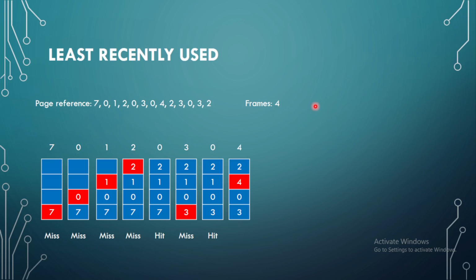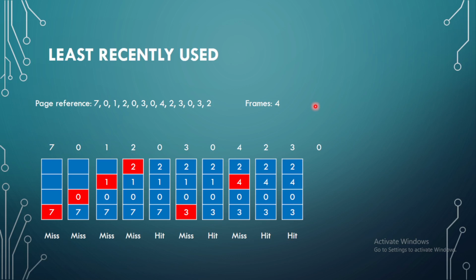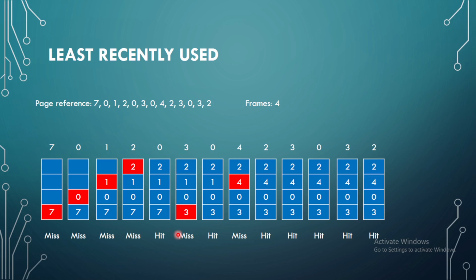So there is a page fault. And then 2 is already available in the primary memory, no page fault. 3 is already available, no page fault. 0 is already available, no page fault. 3 already available, no page fault. Then 2 is already available, there is no page fault. So the number of page faults here: 1, 2, 3, 4, 5, 6. So the total is 6 page faults.